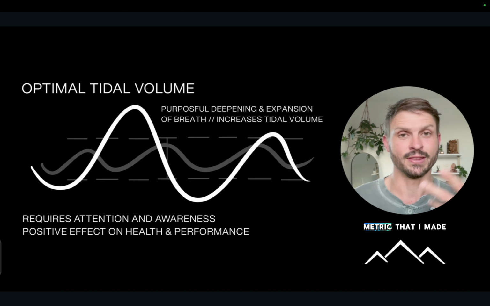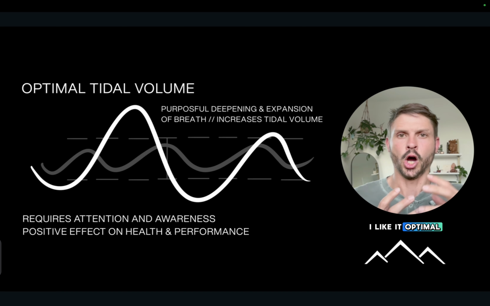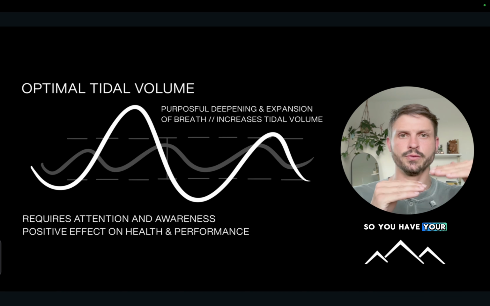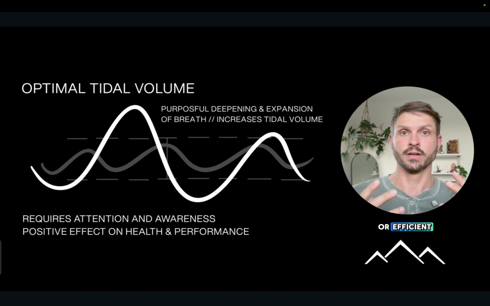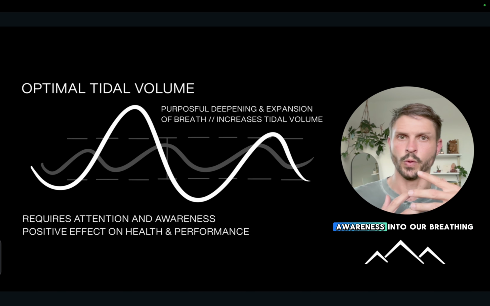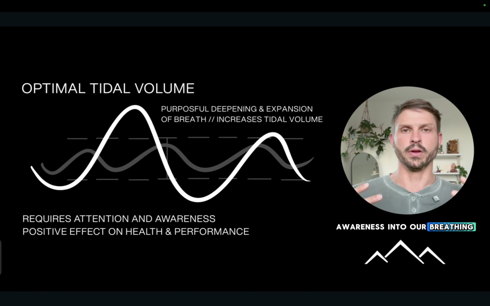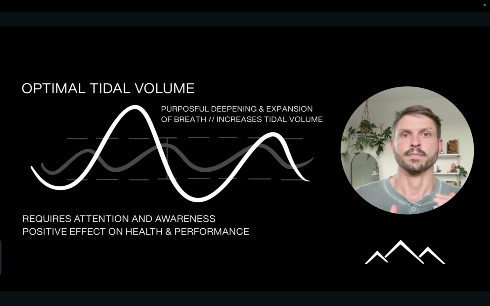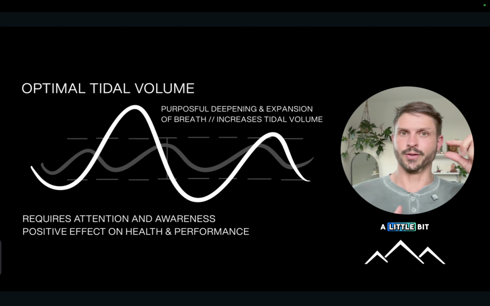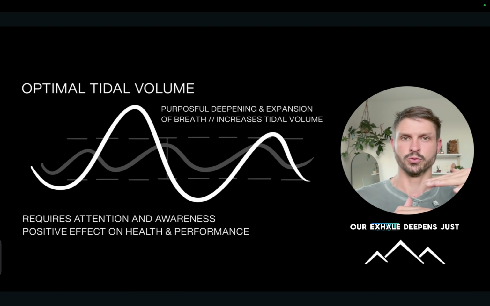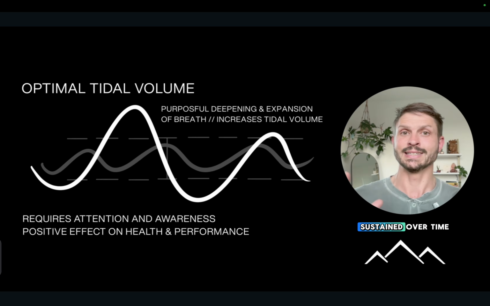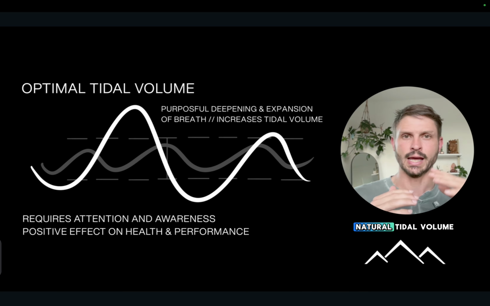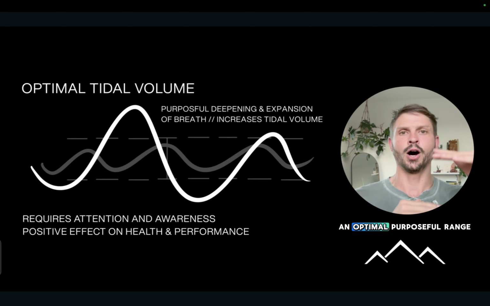Next, this is a metric that I made up. I like it. Optimal tidal volume, right? So you have your normal breath at rest, but most of us breathe shallow. We don't breathe full or efficient until we bring conscious awareness into our breathing. And what happens naturally, our inhale rises just a little bit, our exhale deepens just a little bit, and this can be sustained over time. So you have your natural tidal volume, but then you have an optimal purposeful range.